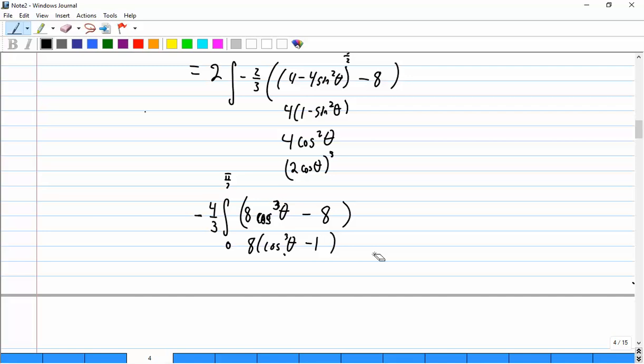Cosine what? Squared. We can't really integrate this written like this. I'm going to bring that 8 out. When I bring that 8 out, that's going to be what? Y'all can at least do that, right? Come on. Feed me your knowledge.